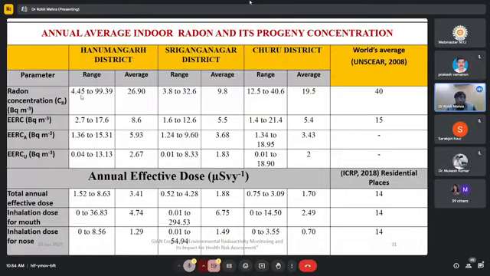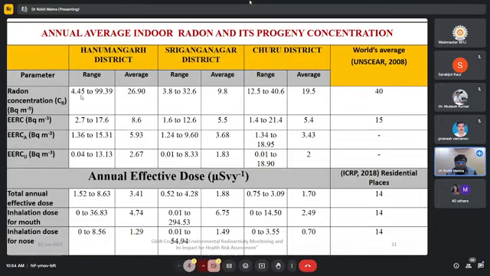And if you talk in terms of annual average effective dose, it ranges from 1.52 to 8.63 microsieverts per year. Inhalation dose for mouth was approximately 0 to 36.83 microsieverts per year, and inhalation dose for nose was 0 to 8.57 microsieverts per year. So this indicates that while we breathe, we should preferably breathe through the nose, because it gives a little bit lesser impact, as some of the radon sticks to your nostrils.